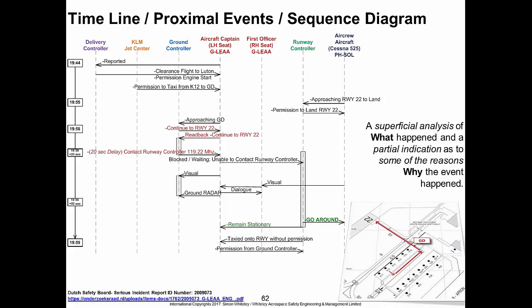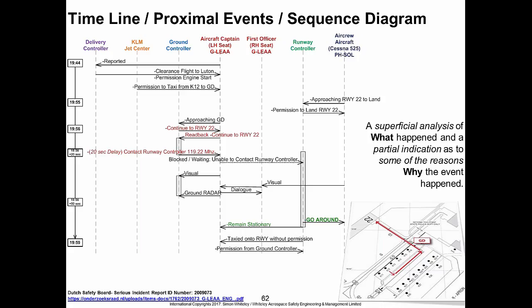Then something happens. There's no detail in the report about exactly what happens, but somehow the runway controller becomes aware that there's an issue and issues the emergency go-around instruction to PH-SOL. PH-SOL does the go-around, and the runway controller tells G-Lear to remain stationary, and fortunately an accident is avoided.